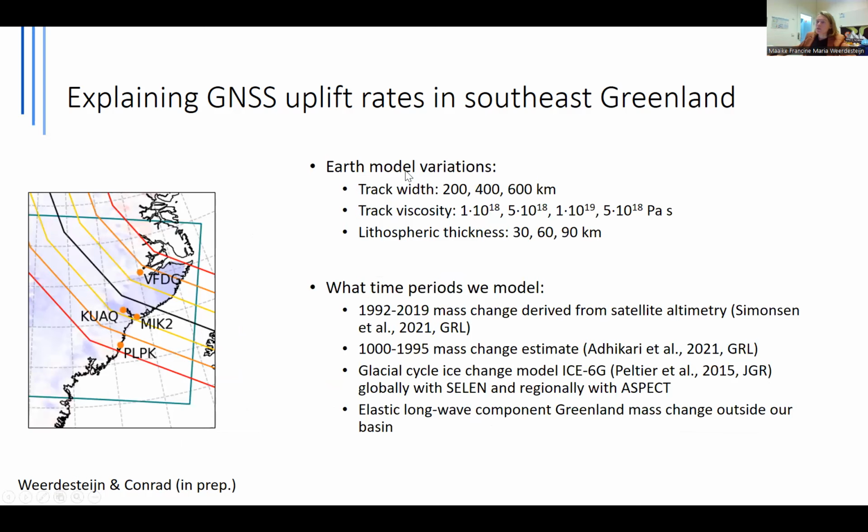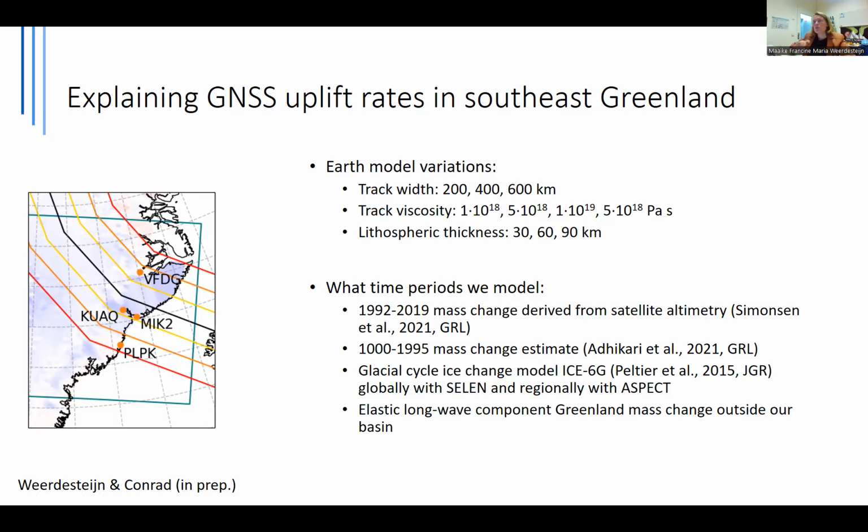So what are the variations we're looking at? I already said the track width of 200, 400, and 600 kilometers. Then we also vary the plume track viscosity and the lithospheric thickness from 30, 60 to 90 kilometers. And we have to model different time periods because the Earth is still deforming from ice that's long gone. So we model the modern changes from mass change derived from satellite altimetry. Then we also have a rough mass change estimate from the year 1000 to 1995, which we'll model over that time period. And then the glacial cycle ice change.